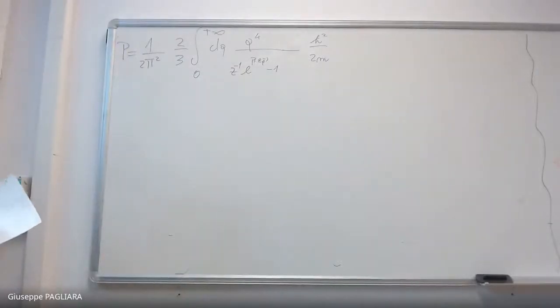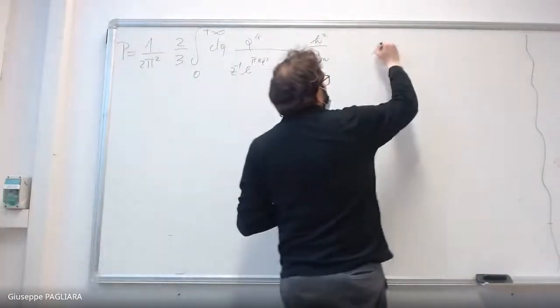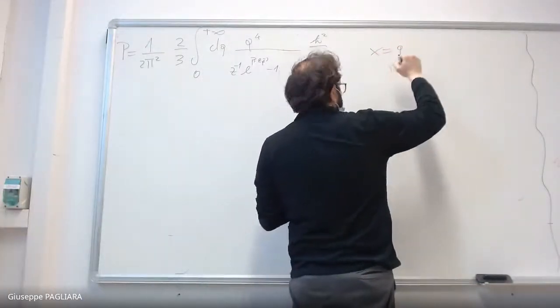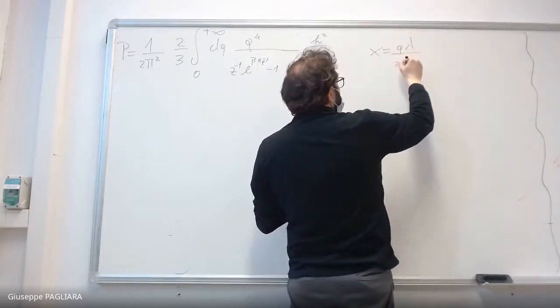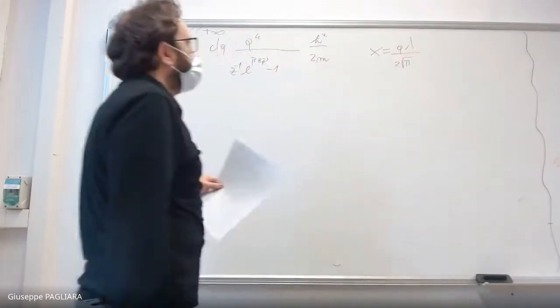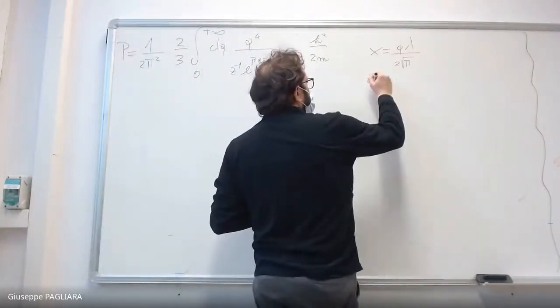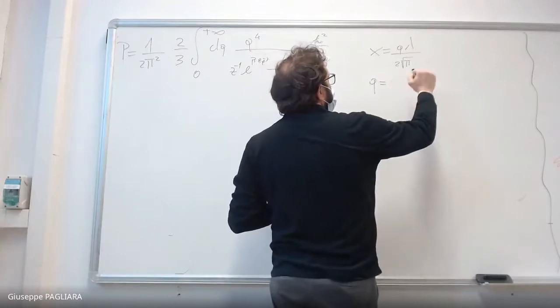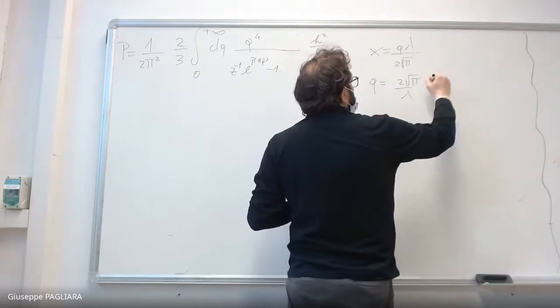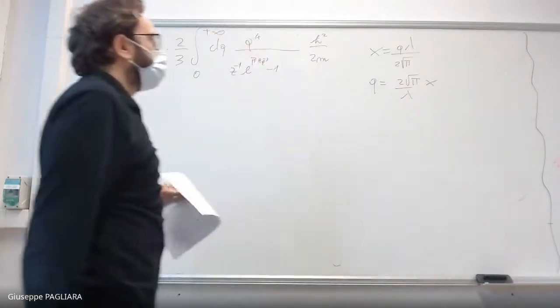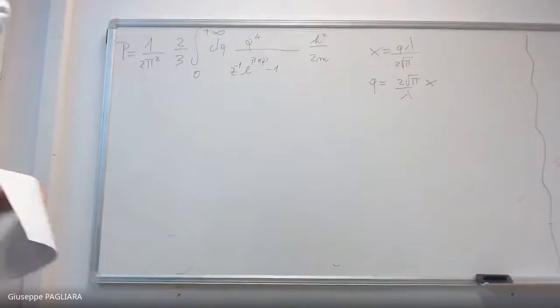Okay, and here you have a power of 4. The h squared divided by 2m is there. So then, as before, we introduce the variable x, which is equal to q times lambda divided by 2 square root of 5, from which q is equal to 2 square root of 5 divided by lambda, and here I have x. 2 square root of 5 divided by lambda times x.